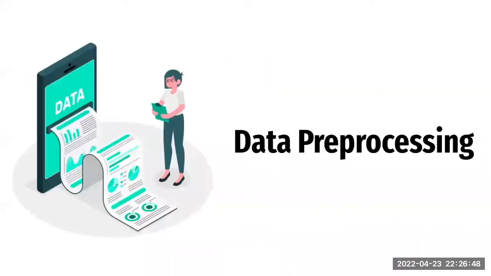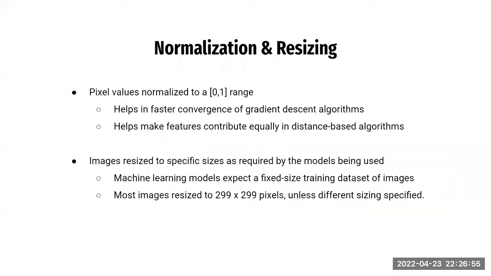We now move on to the data pre-processing steps, which involve image resizing and normalization, and trying out various techniques to balance the different classes. So in the normalization step, the pixel values were normalized to a range between 0 and 1. This was done to help faster convergence of gradient descent-based algorithms, such as neural networks, and also help make features contribute equally in distance-based algorithms, such as KNN and K-means. Images were also resized to specific sizes as required by the models being used, because machine learning models expect a fixed size training dataset of images.